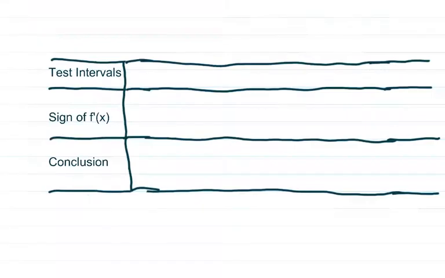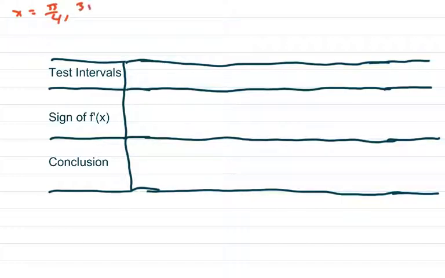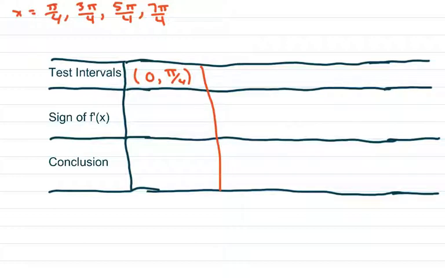Now, we're going to do test intervals. So let me write it here. Our critical numbers are pi over 4, 3 pi over 4, 5 pi over 4, and 7 pi over 4. So our test intervals, I'm going to have 6 intervals. I'm going to write these like open intervals to save room. So we have 0 to pi over 4.